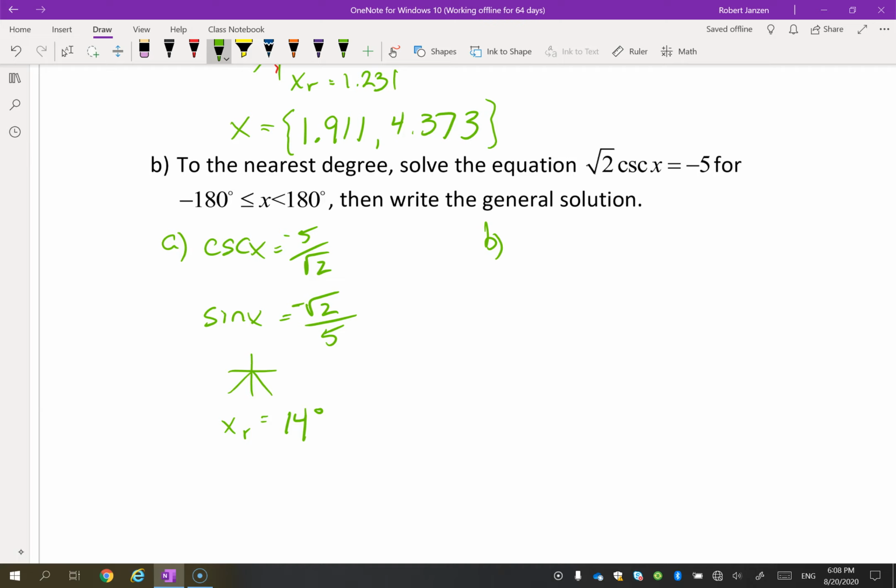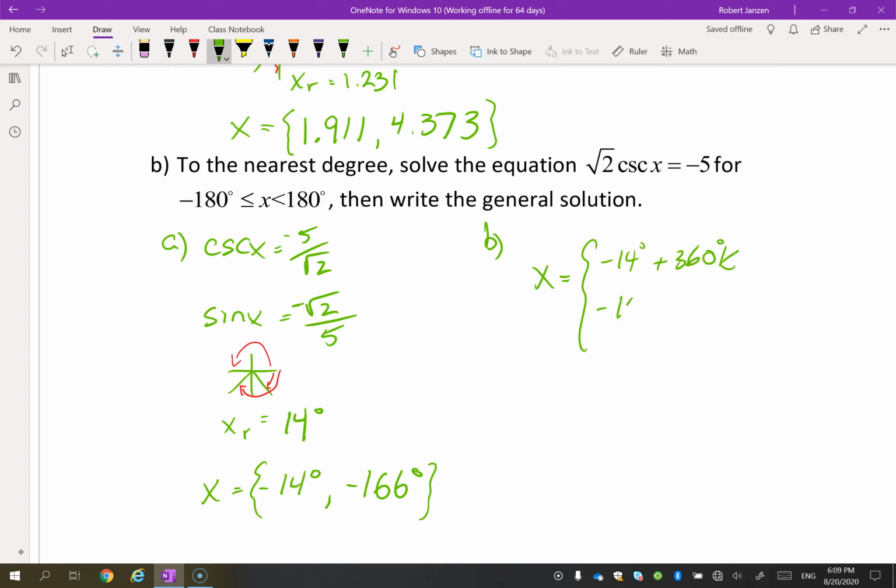So I'm allowed to have answers from negative 180 to 180. You can see there's no answers there, but there are two going this way. So my solutions will be negative 14 degrees and negative 166 degrees. Okay, and you could go and figure out what those angles are positive, but the easiest is just to say negative 14 plus 360k and negative 166 plus 360k.